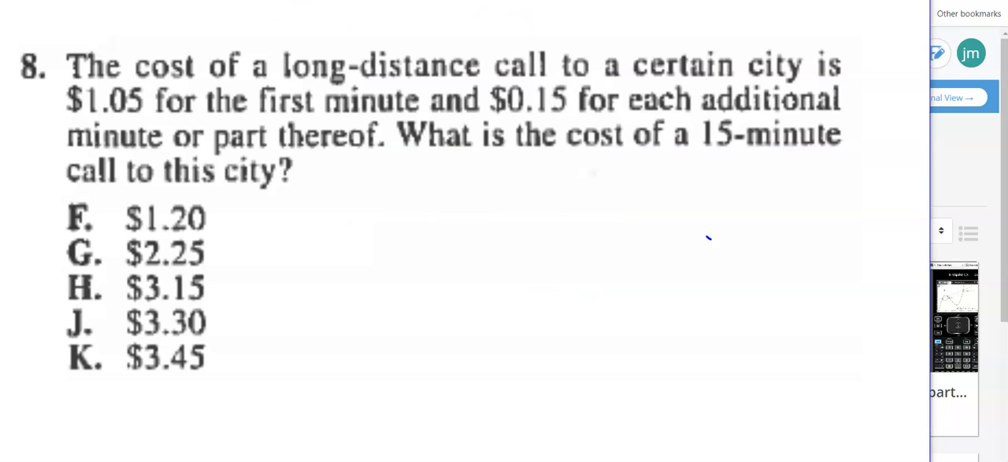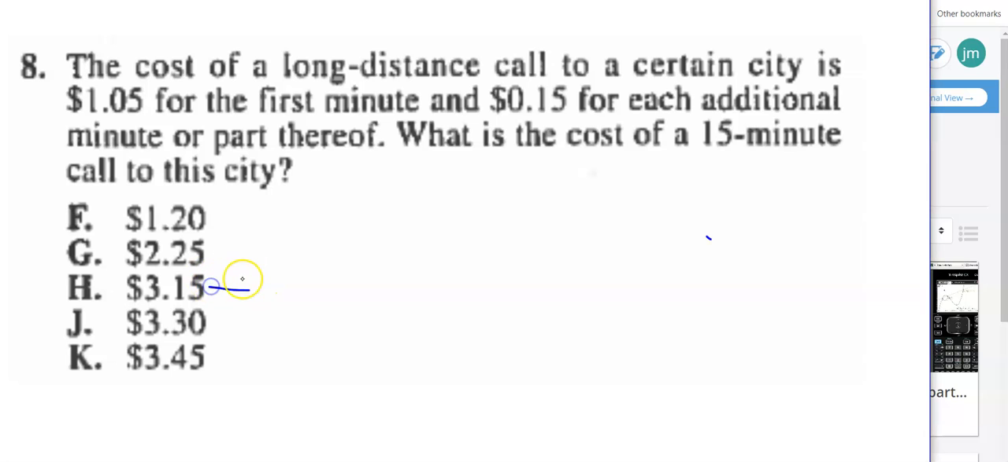That's it. We have a couple extra minutes. Let's do the PSAT today. So the cost of a long distance call is $1.05 for the first minute, 15 cents for each additional minute. What is the cost of a 15-minute call? Go ahead and try to work this. So you could do this a couple different ways. You could take the answers and plug them in if you wanted to. That's one way of doing this.